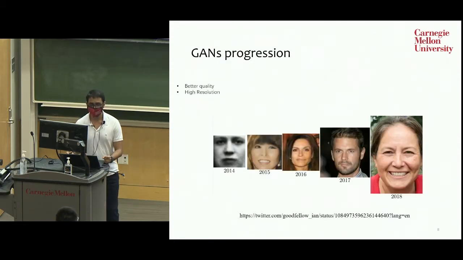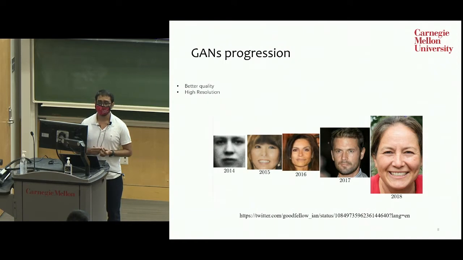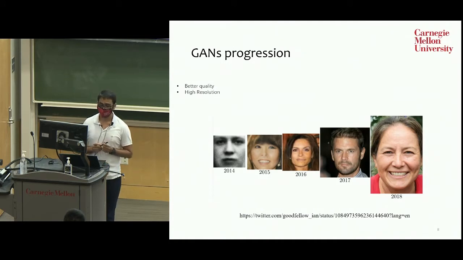Now you can see here how GANs progressed through time, since the first paper was published in 2014. The image is kind of blurry and the resolution is not very great, but as time progresses with more and more GPUs and better image resolution, you can get better images. Like you can see in the 2018 example, the resolution of the image is very great as compared to the resolution in 2014.